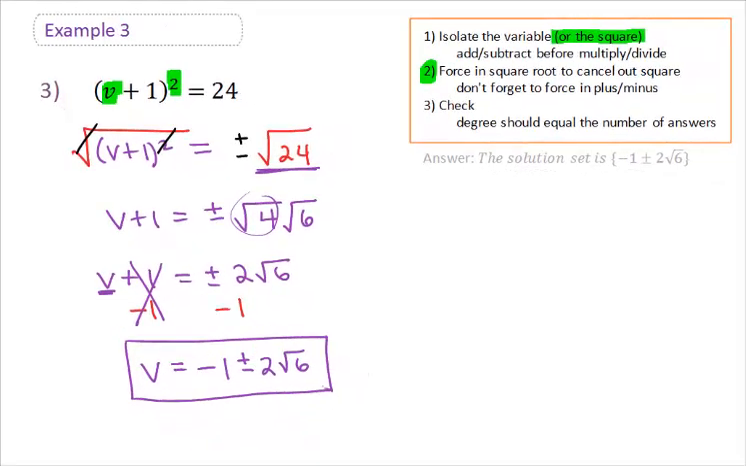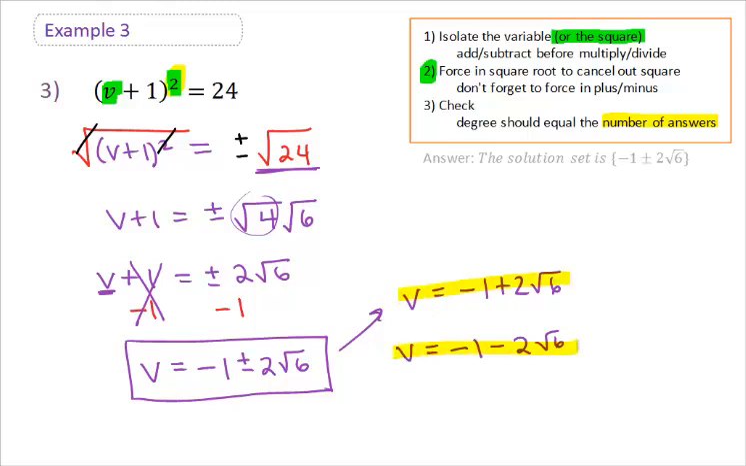Now let's check to make sure that we have the correct answer. And first, let's check to make sure that we have the correct number of answers. This is a degree 2 problem, and we have 2 answers. The first one being v is equal to negative 1 plus 2 root 6, and the second one is negative 1 minus 2 root 6. So we do, in fact, have 2 answers.